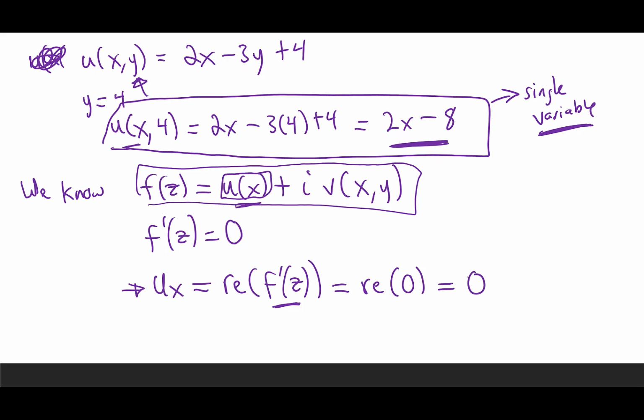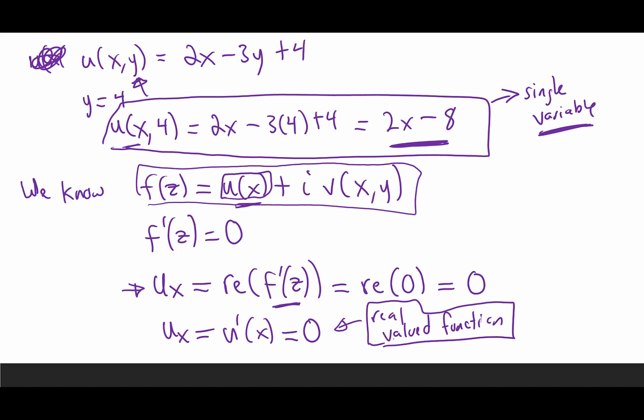So what we're showing here is that the derivative of u, which since it's a single variable function is just u prime of x, is always 0. And u is a real valued function. So what did we just talk about in single variable calculus? What happens when you have a real valued function, single variable, whose derivative is always 0? This implies that u has to be constant. We'll call it a naught.